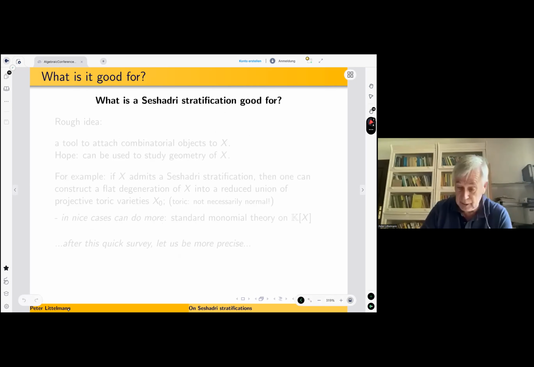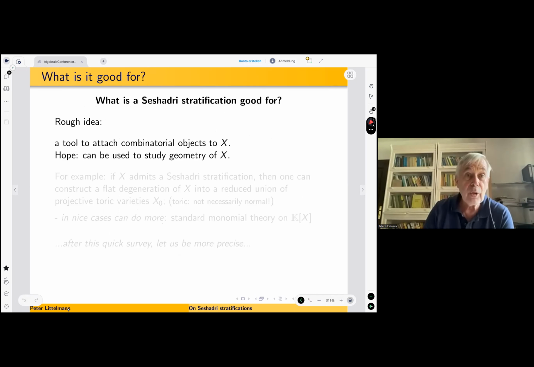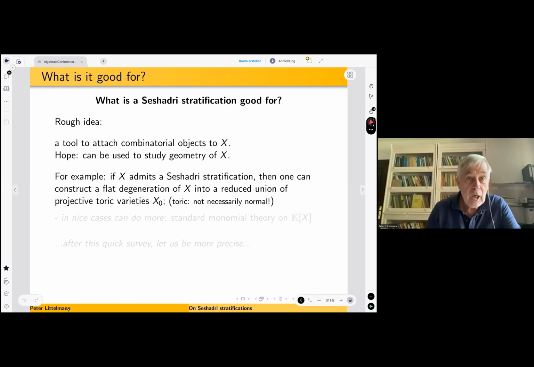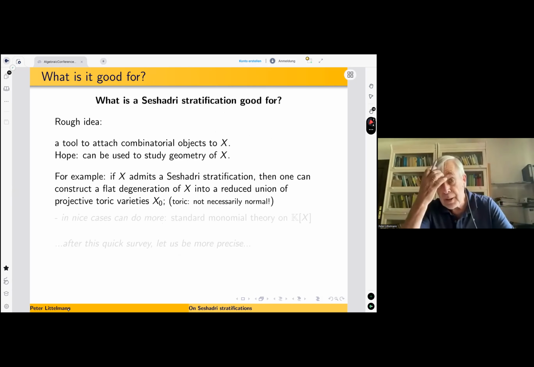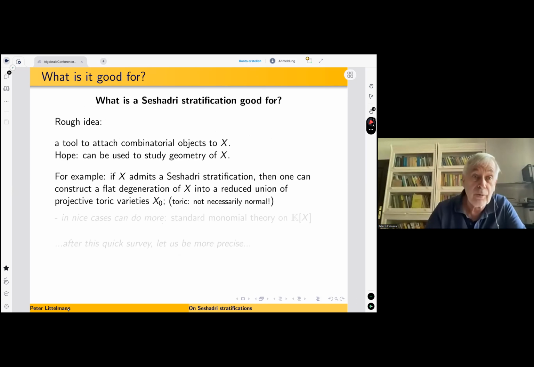So what is a Seshadri stratification good for, or why should I care about it at all? A rough idea is that the Seshadri stratification gives a tool to attach combinatorial objects to my projective embedded variety, and the hope is that it is useful to study the geometry of X. For example, if my variety admits such a stratification, then one can always construct a flat degeneration of the variety into a reduced union of projective toric varieties.